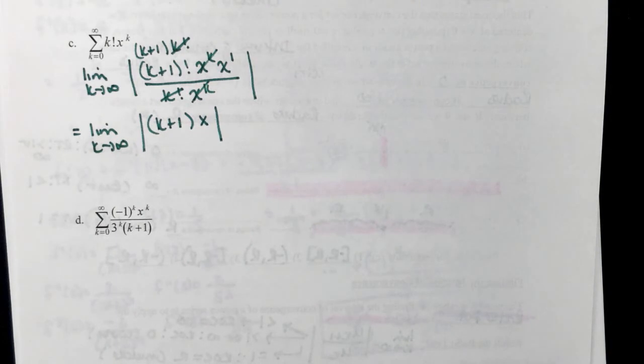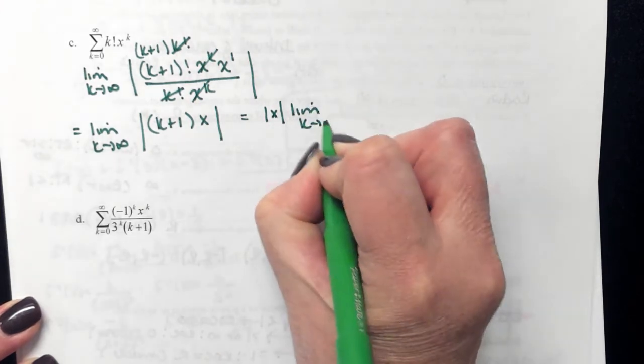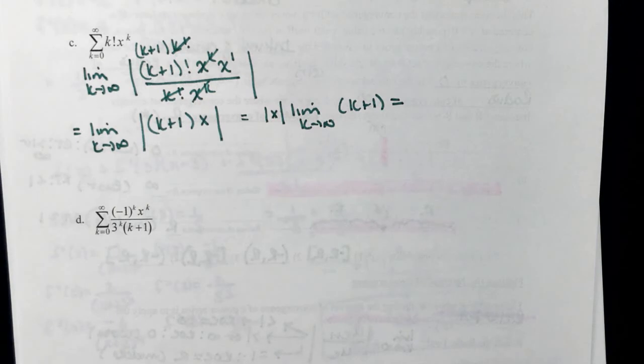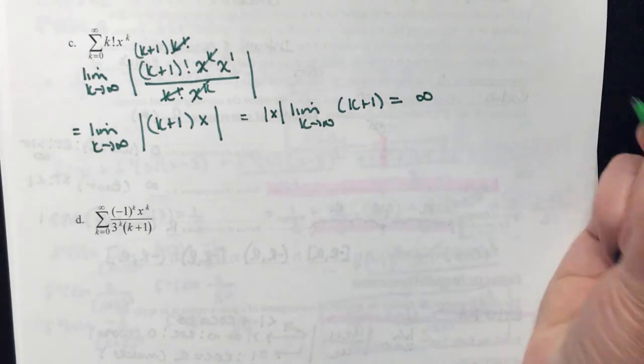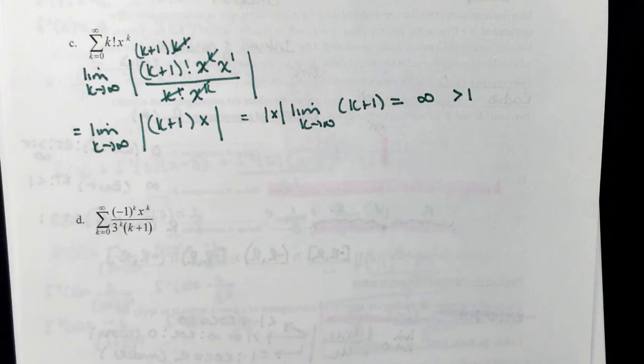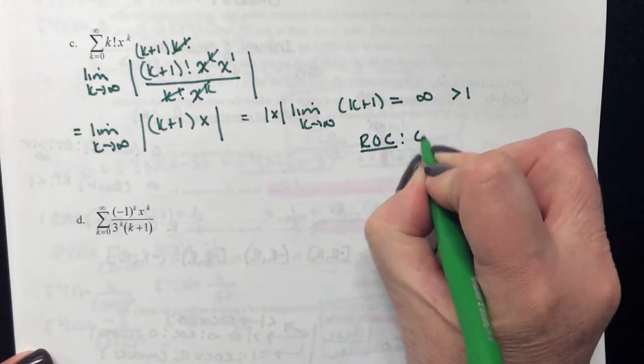So what can I factor out of this particular limit? I can pull out the what? Absolute value of x. So I have the absolute value of x times the limit as k goes to infinity of k plus 1. What's the limit? Infinity. So again, infinity is, I know, greater than 1. So what case do I have here? The best, worst, or middle of the road? Worst case scenario. So again, my radius of convergence is 0.